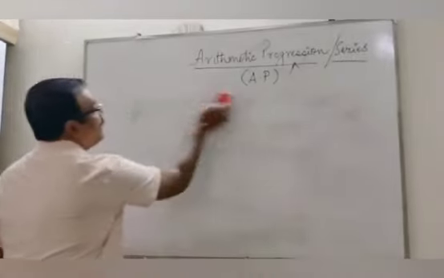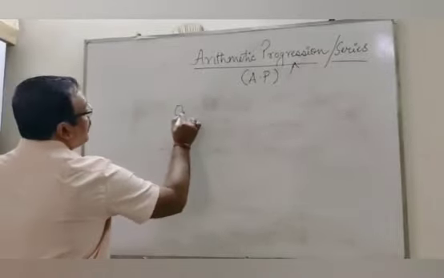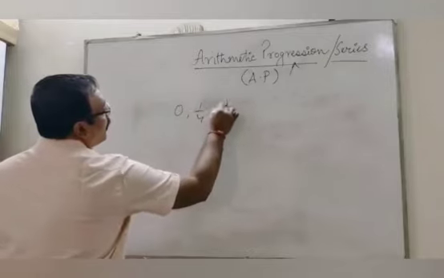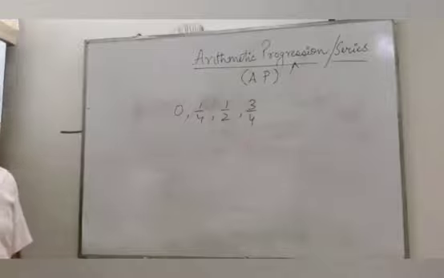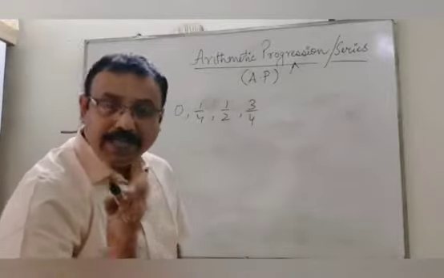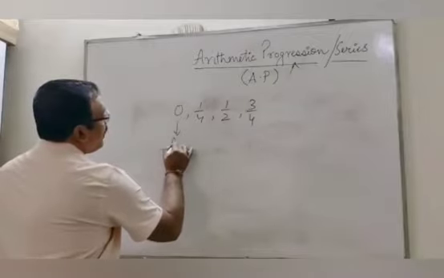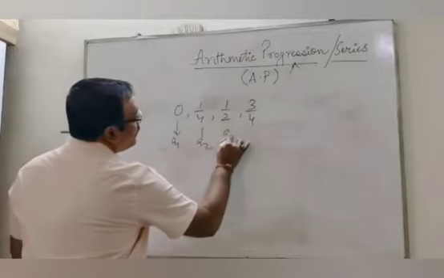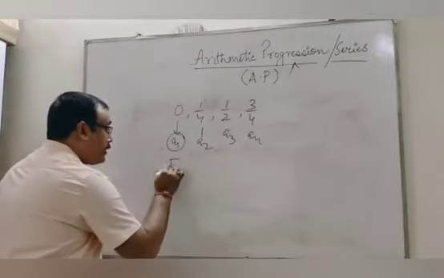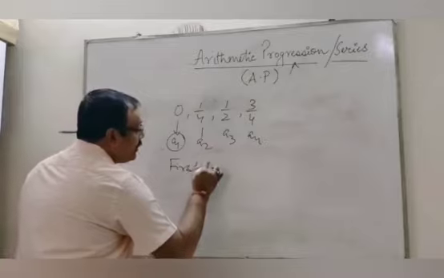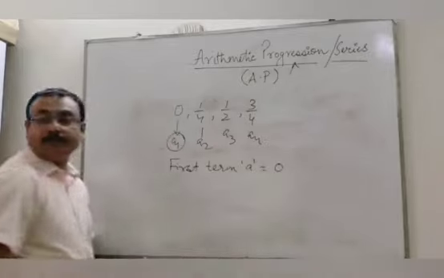Now we'll discuss the second type of question. In the second type of question, say an AP series is given: 0, 1/4, 1/2, 3/4. The question asked is, find out the first term and the common difference. First term. So we know this is my A1, this is A2, this is A3 and this is A4. So naturally this is my first term, which we universally denote as A. So first term A is equal to 0.